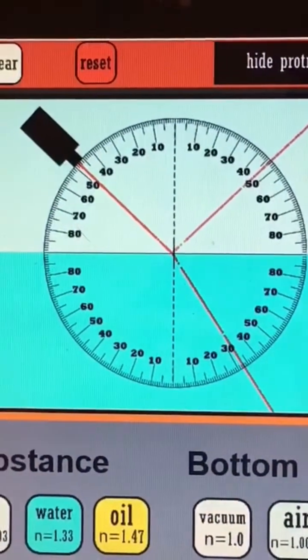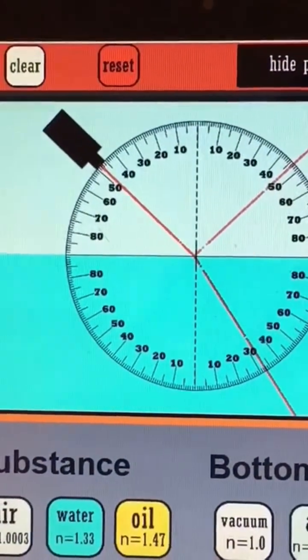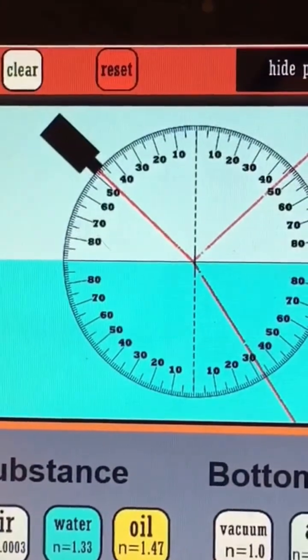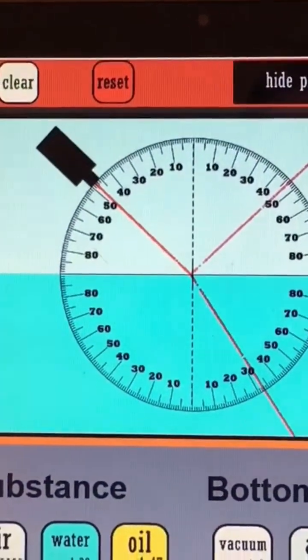As you can see, light travels faster through our medium 1, which is air, and it slows down into the second medium, which is water.